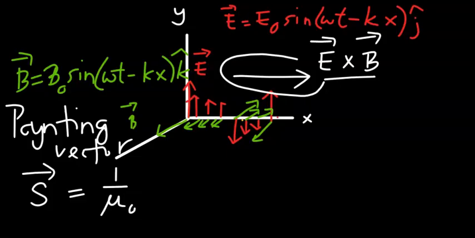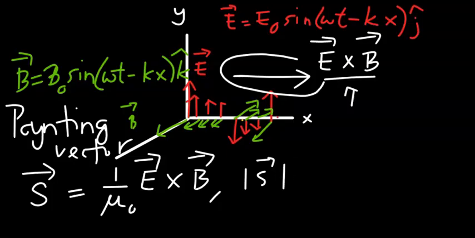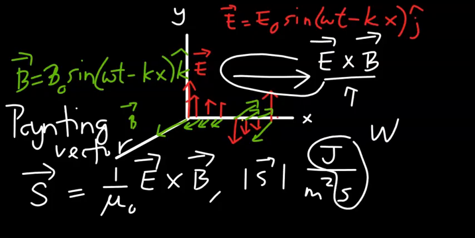Specifically, it's given by 1 over mu naught, where mu naught is the permeability of vacuum if the wave is propagating in vacuum, times E cross B. And you see the direction of this Poynting vector is the direction of propagation of that electromagnetic wave. The magnitude of this Poynting vector gives the flow of energy through a cross-section area perpendicular to the propagation direction, per unit area per unit time. So the unit to quantify the magnitude of the Poynting vector is joules per meter squared per second. And since joules per second is just watts, you can also quantify the Poynting vector as watts per meter squared. So now it's clear that the magnitude of the Poynting vector measures the rate of energy flow per unit area.